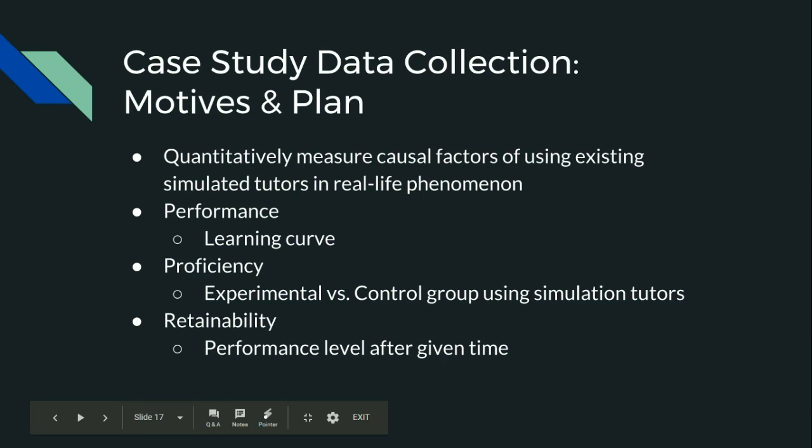The idea behind this is we want to find the best method that precisely measures learning ability through using a simulation-based tutor. The independent variable here would be the content learned by using a simulation device, and the dependent variable would be the efficiency of the content that is retrieved, measured through the performance, proficiency, and retainability metrics.